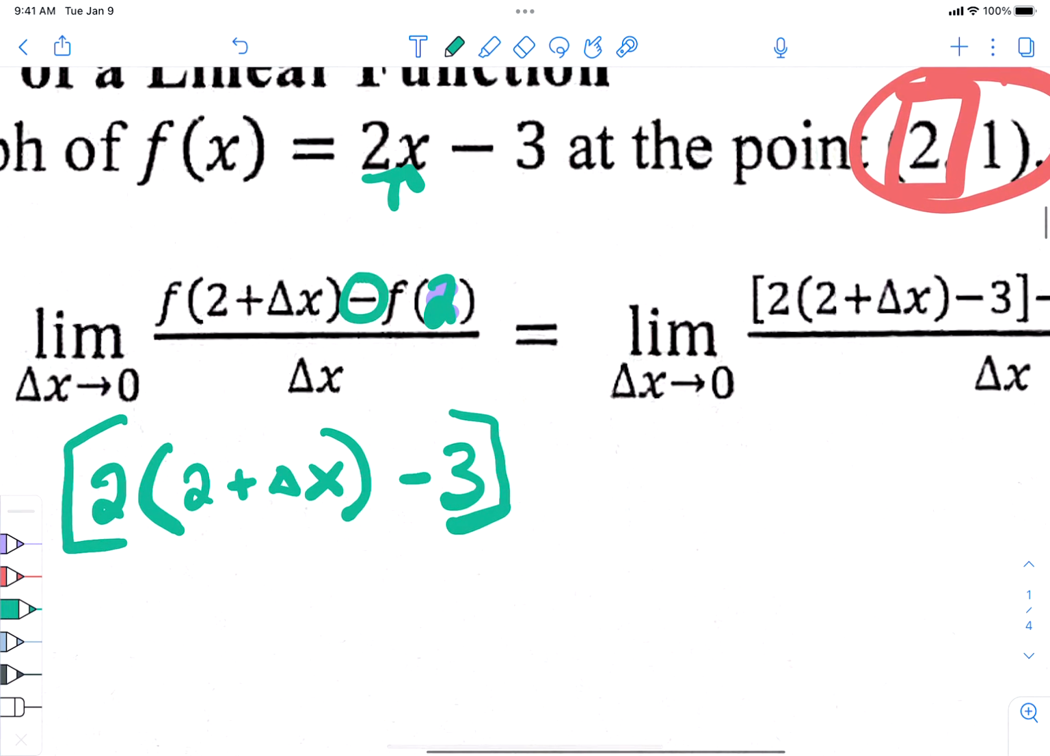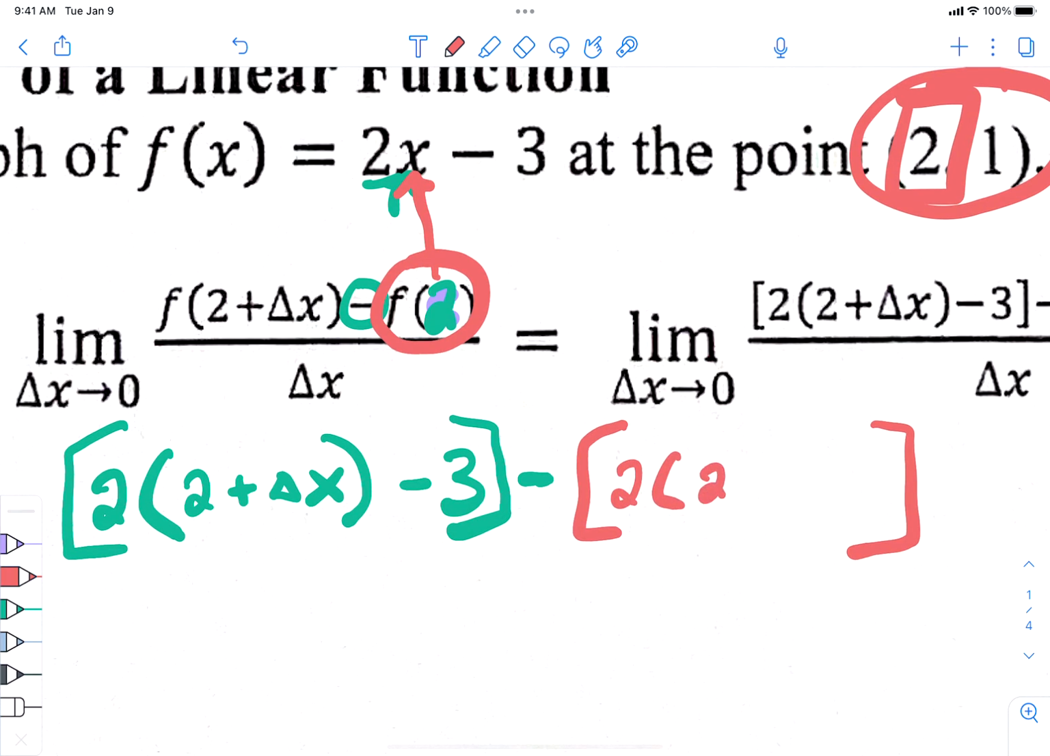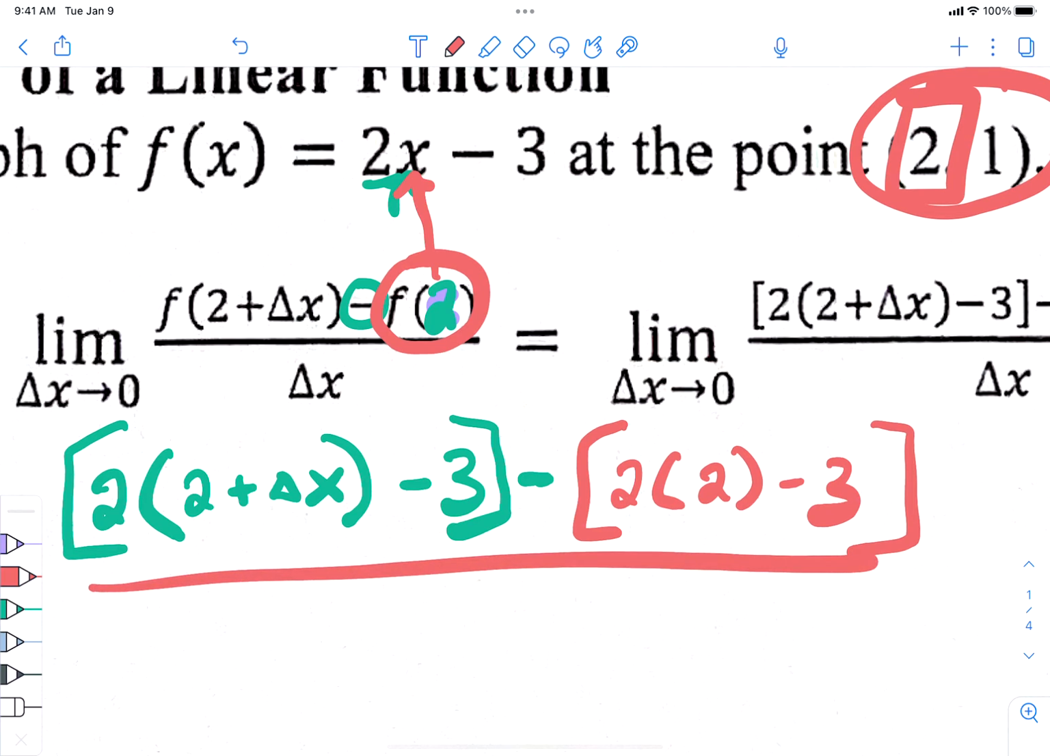And now we're going to subtract f of 2. So we're going to do this part right here. Okay, subtract f of 2. That's this piece. So if I plug 2 into that function, this is 2 times 2 minus 3, right? That's what f of 2 is. Do you see how that works? All over what? Delta x, the change of x, all right?